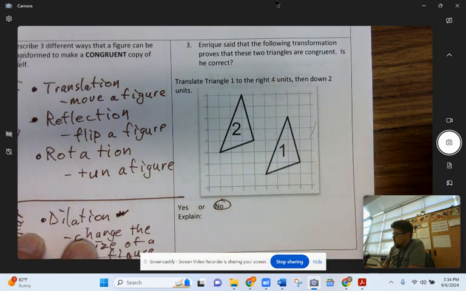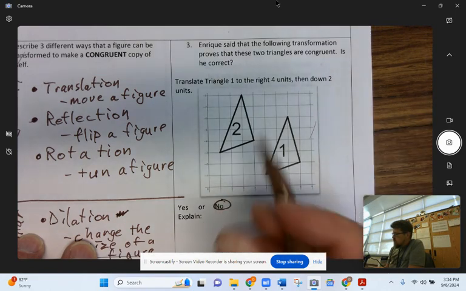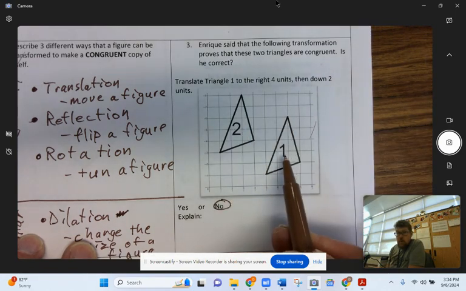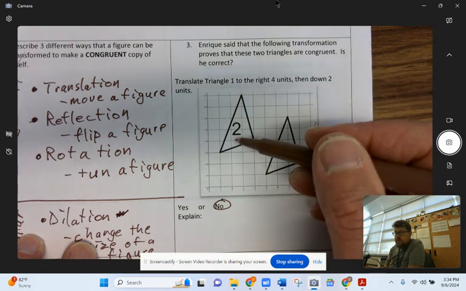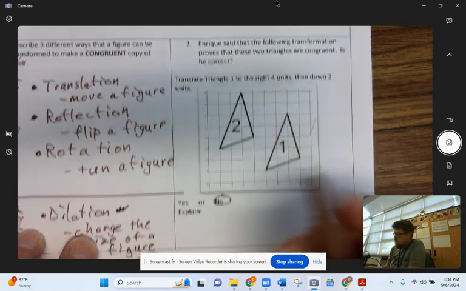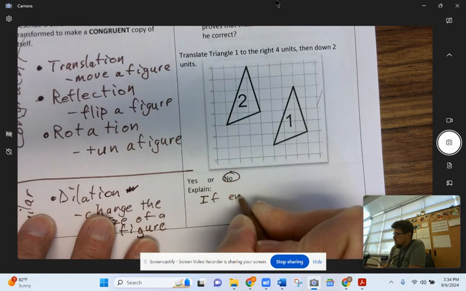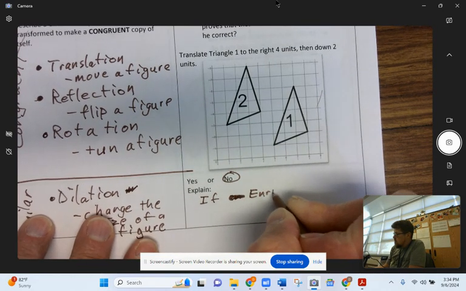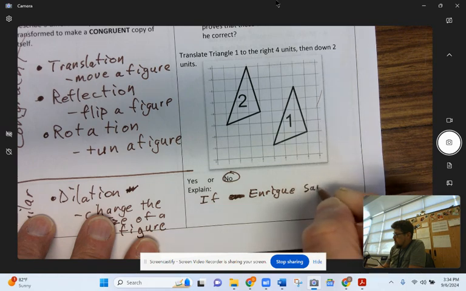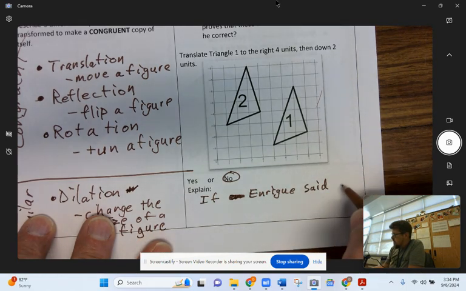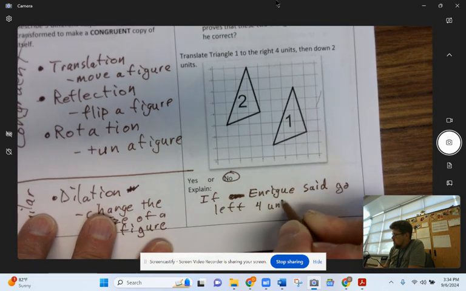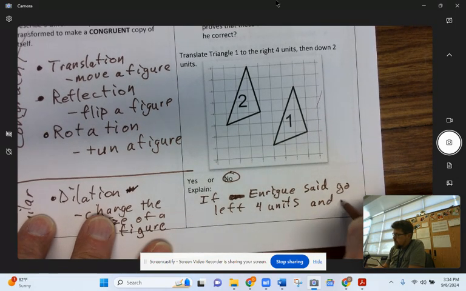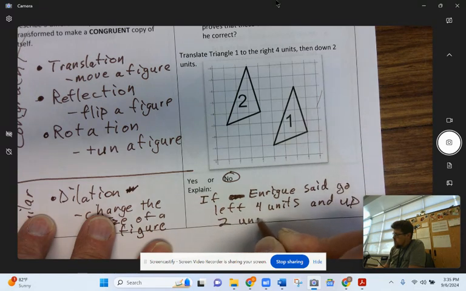No, he is not. And the reason is because he's translating figure 2 rather than figure 1, right? We could adjust this to say that if we went left 4 and up 2, then he would be correct. So we could say if Enrique said go left 4 units, and up 2 units, then he would be correct.